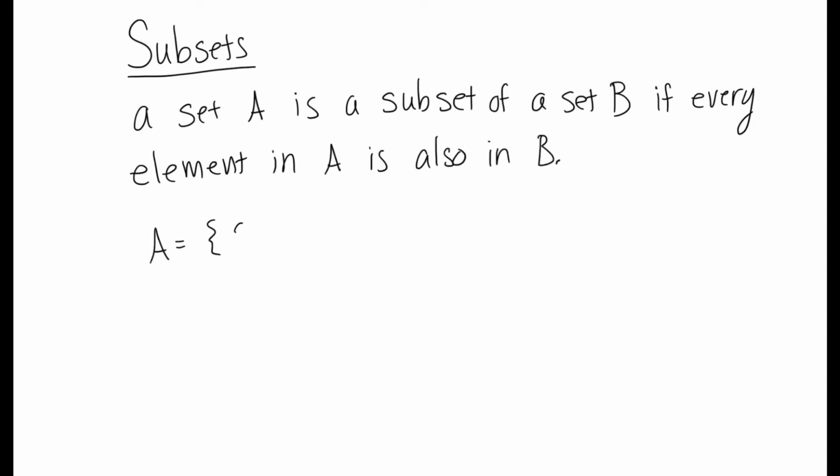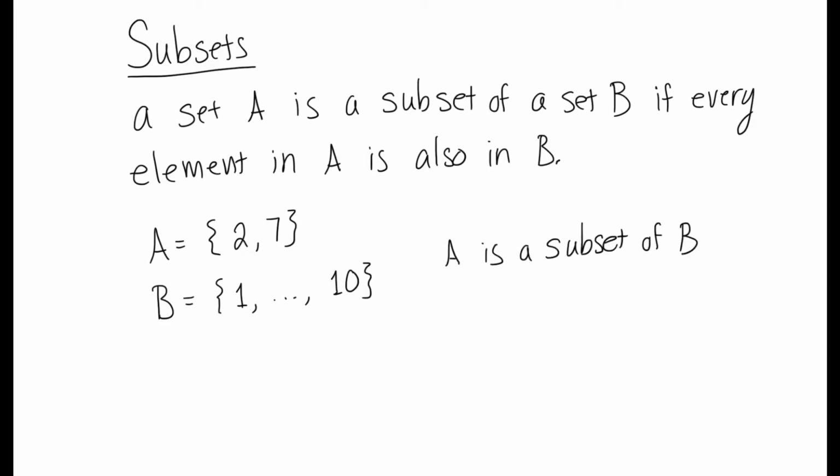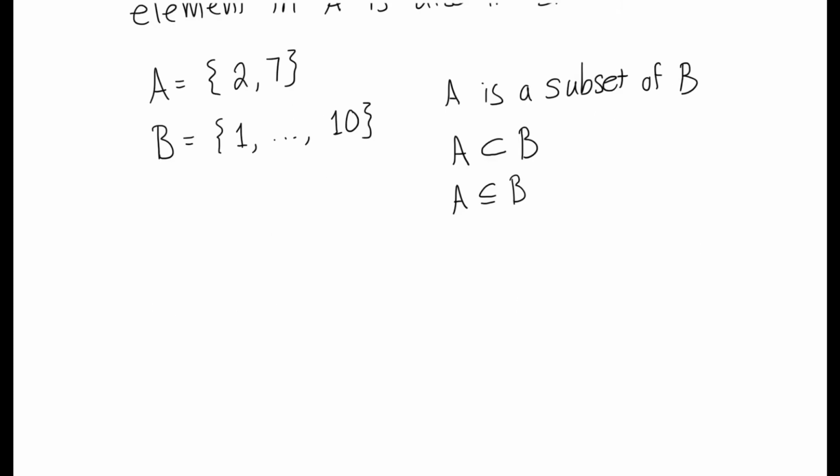For example, let us have A be the set 2 and 7, and we'll have B be the set 1 through 10. Then A is a subset of B because anything that you see in A, 2 and 7, those are both in B. We have two different ways that we can write this symbolically. We could say that A is a subset of B by using this symbol. More technically, this symbol means proper subset, which I'll get to at some point. We can also say A is a subset of B using this symbol. For now, I am going to just use this regular subset symbol, and then I'll introduce the difference between these two.